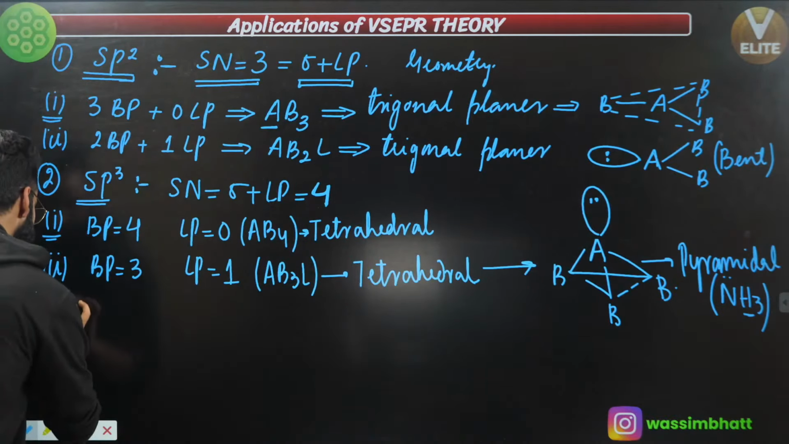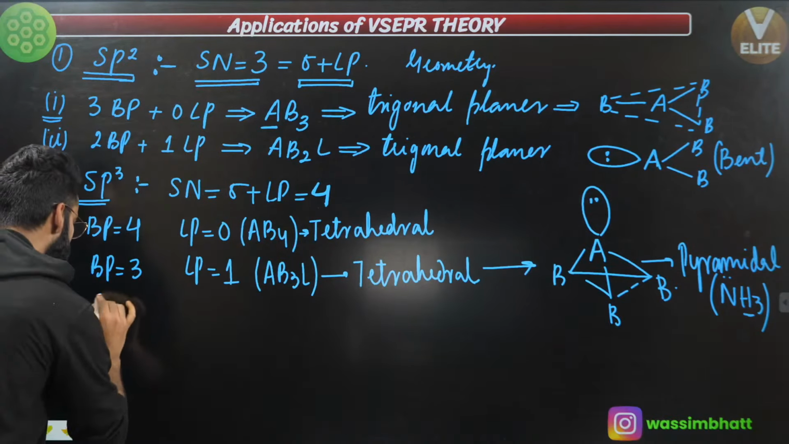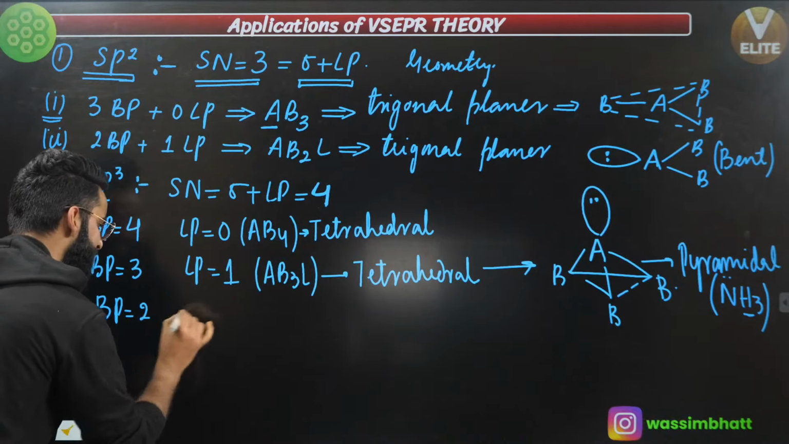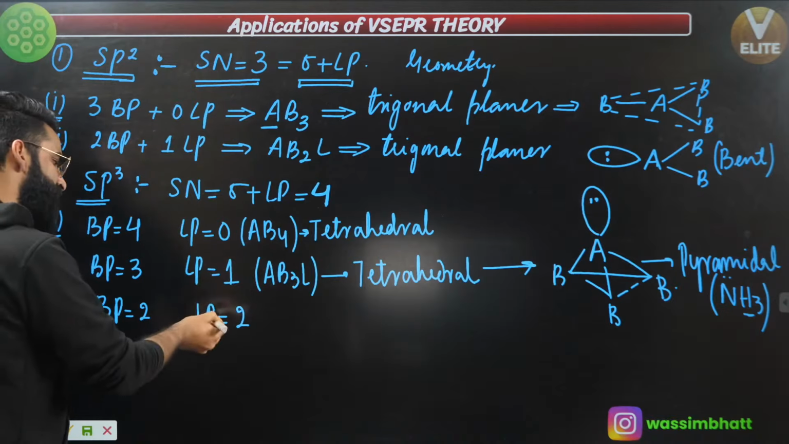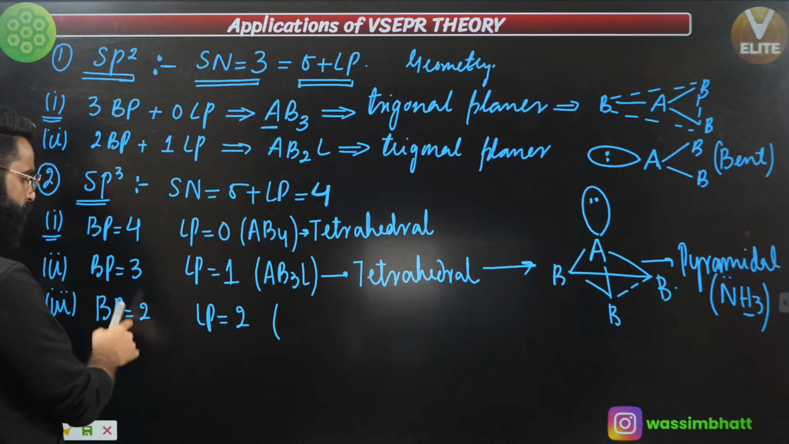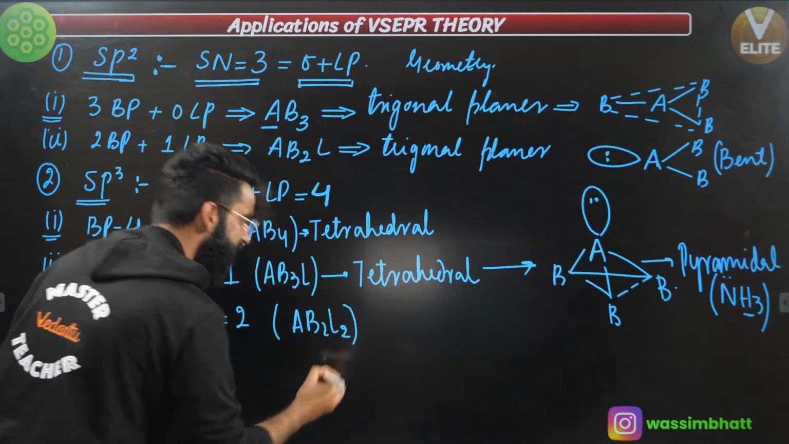Now people, talking about the third subcase of this one. What is the third subcase? Let's assume I've got the molecule in which there are 2 bond pairs and 2 lone pairs. Again, steric number 4, hybridization sp3. Which type of molecule is going to be? 2 bond pairs, 2 lone pairs. That means AB2L2 type, right?